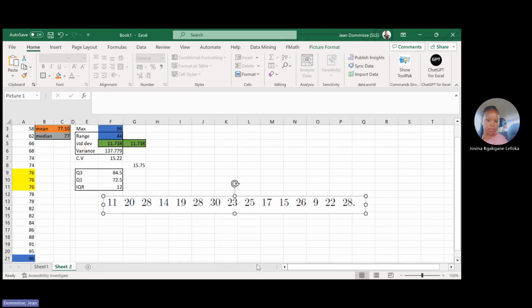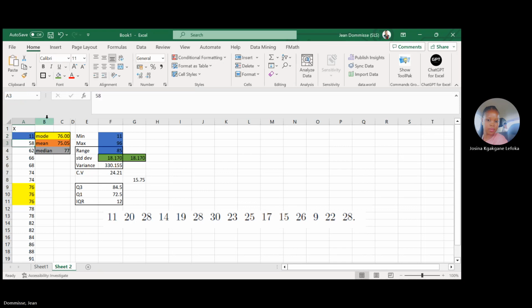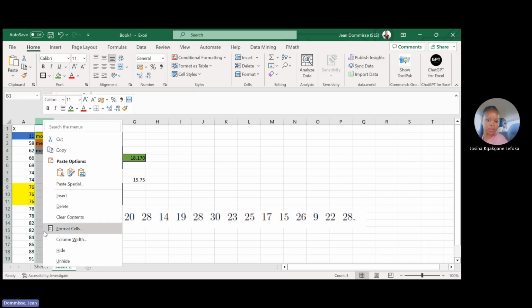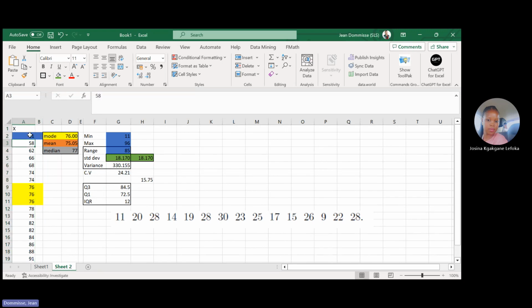Okay, so let's quickly do that. All that you need to do now, the next time you get any of these questions, is to change the data in. You can use the same spreadsheet, and let's change it. I'm just going to go and put in the data. So it's 11, was 20.